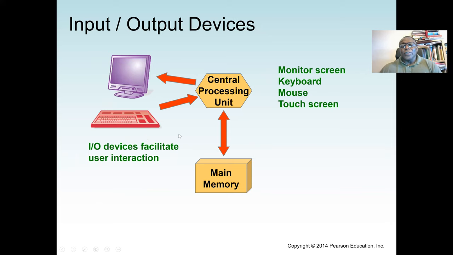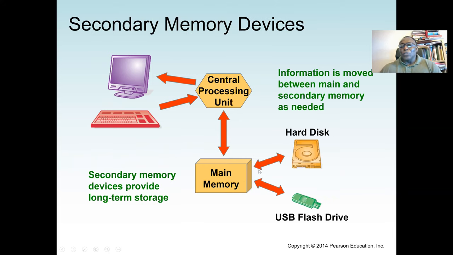Here we can see the monitor screen, the keyboard, the mouse, and the touch screen. Again, the monitor screen will be the output device, while the keyboard, mouse, and touch screen will be our input devices. I/O stands for input/output devices that facilitate user interaction. The central processing unit is where the processing takes place. And in the memory, we store our data. We can also have the hard disk or USB flash drive.